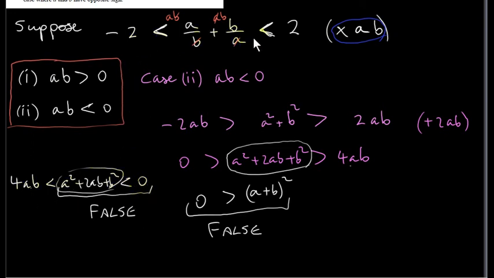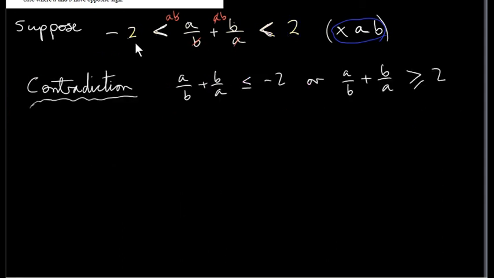So that proves that our original inequality is false for case 2. And these are the only two cases. So that means that a over b plus b over a does not lie between minus 2 and plus 2. So by starting with this inequality here, we end up getting a contradiction. And we got a contradiction for both situations, when ab is positive or negative. So that means that this is false, our original supposition, and it means then that a over b plus b over a is either less than or equal to minus 2, or it's greater than or equal to plus 2.